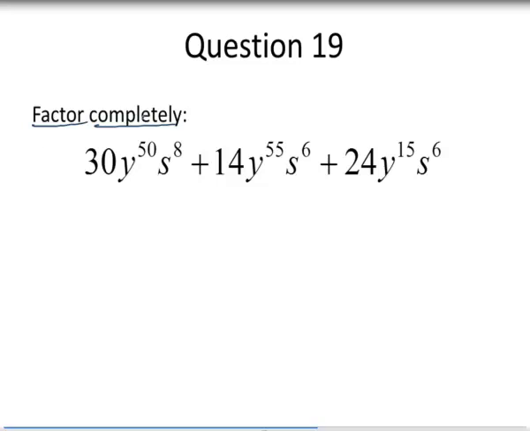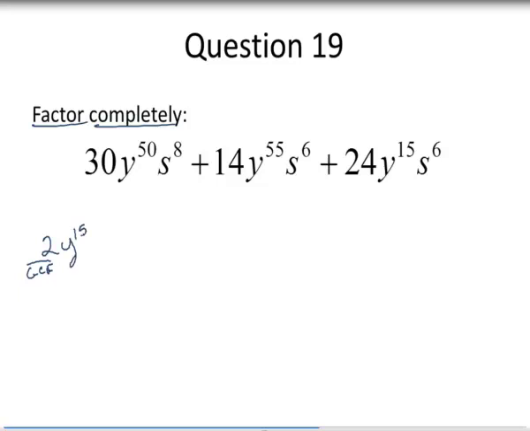If you're going to factor completely, the first thing you look for is if there's any greatest common factor for all 3 of these terms. I have a 30, 14, and a 24. So they do have a common factor of 2. So, okay, I'm writing my GCF out here, the greatest common factor. I have y^50, y^55, and y^15. What's common? They all have at least 15 y's.